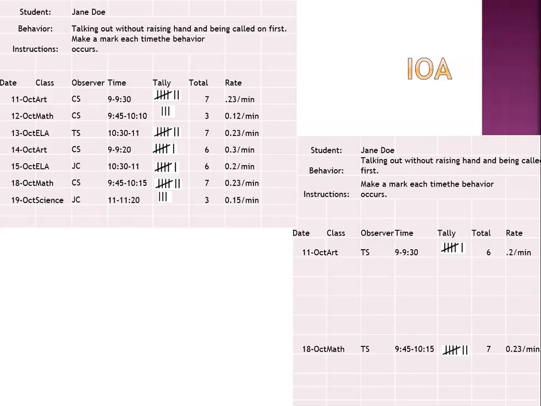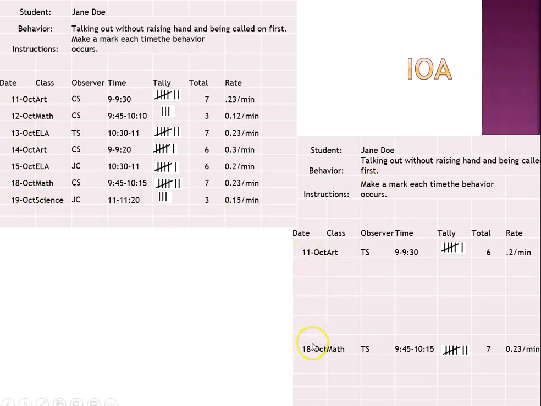First, let's take a look at Inter-Observer Agreement. Remember, this is our reliability of measurement data. Here we have an example of data on Jane Doe talking out without raising a hand and being called on first. So each time the behavior occurs, it is tallied. Here are 7 pieces of data.